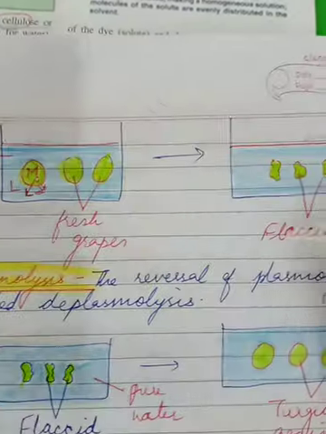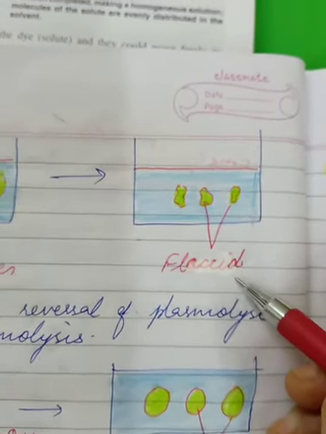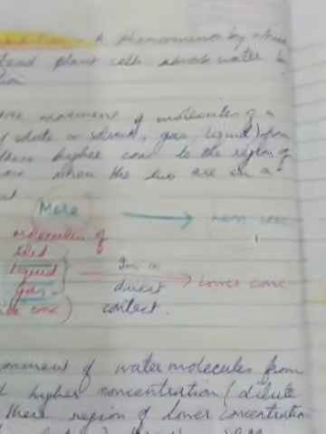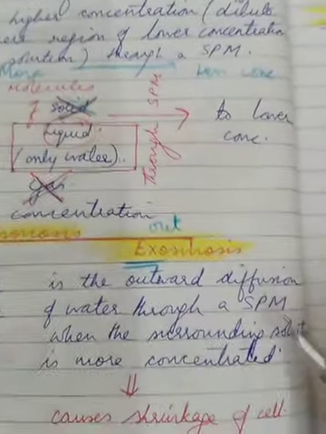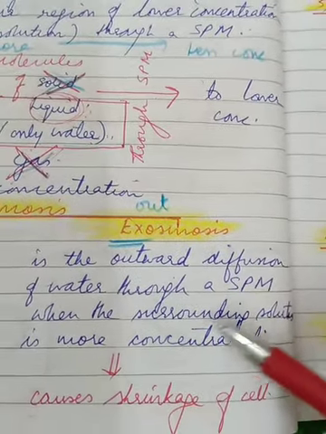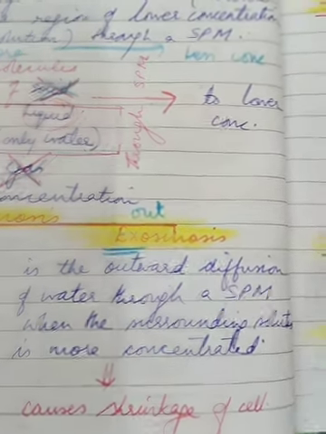After some time, 3 to 4 hours, you see that they become shrunken. And this is what we call flaccid. So this is exosmosis, that the water has been driven outside by diffusion of water through SPM. When surrounding solution is more concentrated, it causes shrinkage.